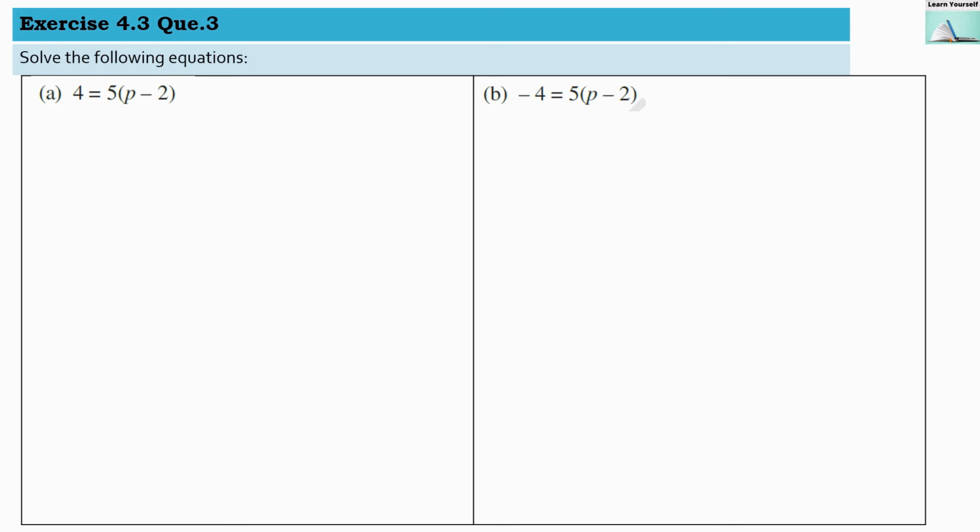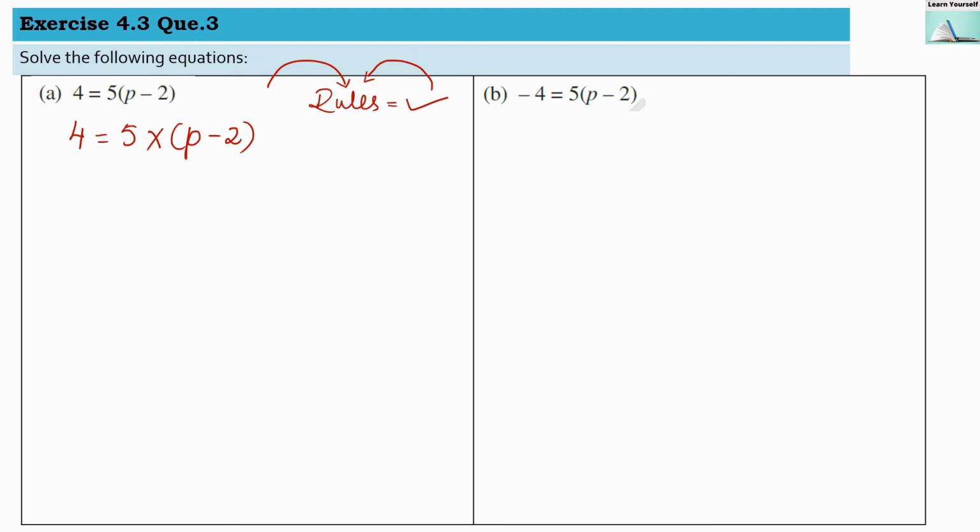Exercise 4.3, question number 3. First equation is 4 equals to 5 in multiplication with p minus 2. Till now we were shifting everything from RHS to LHS. Now in this case we are going to shift from LHS to RHS. All the rules will remain same. Whatever we were following, that positive will become negative, multiplication number will go to denominator, and all the rules will remain same.